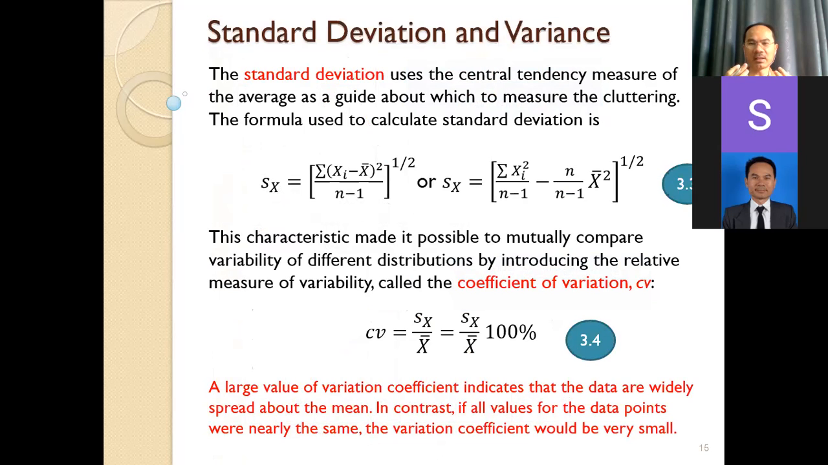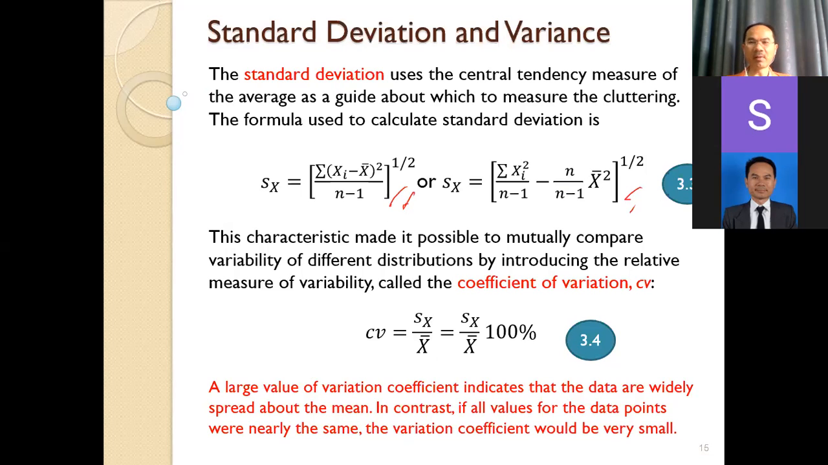You can calculate the average by summation xi divided by n. If you calculate standard deviation, you calculate the square root of summation xi minus x bar squared, divided by n minus 1. Xi is the individual data, x bar is the average of our data, and n is the total number of data. So you can calculate by this formula or this formula. It's up to you, so you can calculate both equations.